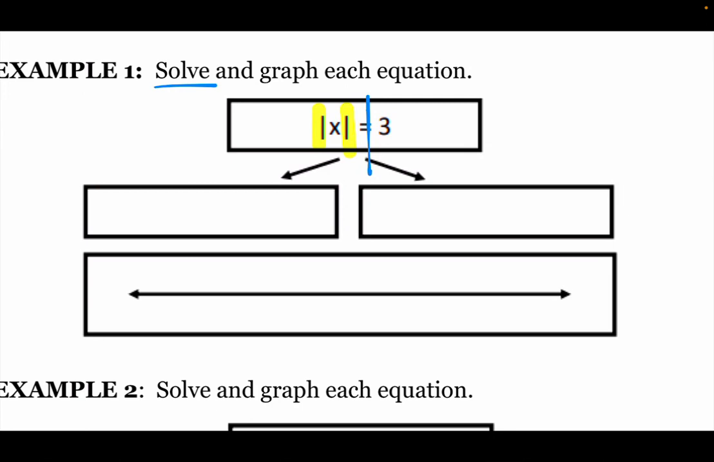Is there anything else outside of the bars? No, everything is on the inside, right? That's step 1. If there is anything else, take care of that. We won't see that until we start doing some problems. The first 2 don't have step 1.